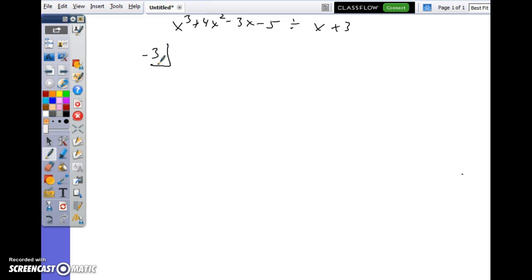And then I'm just going to, I don't want to write all the x's because I'm lazy. That's the only reason I'm not going to write x's. We're going to write down a 1, a 4, a negative 3, and a negative 5. So far, so good? And again, the x's should be there, but I'm lazy, so I don't want to do it.